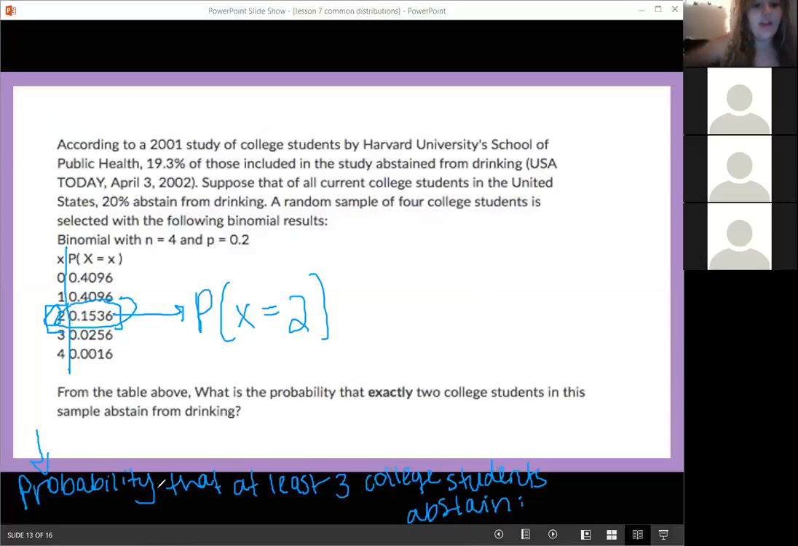But yeah, that question down there, we have a probability that at least, oh, okay, perfect. Great job. Super smart. So yeah, the probability that at least 3 college students abstain. So what would our answer to this one be?